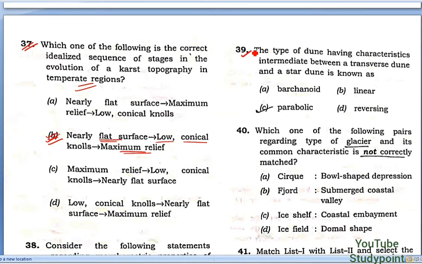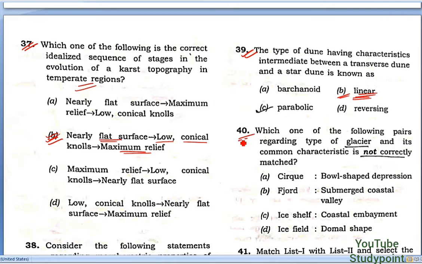Question number 39. The type of dune having characteristics intermediate between a transverse dune and a star dune. So the right answer is option B, linear dune. A linear dune forms between a transverse dune and a star dune.